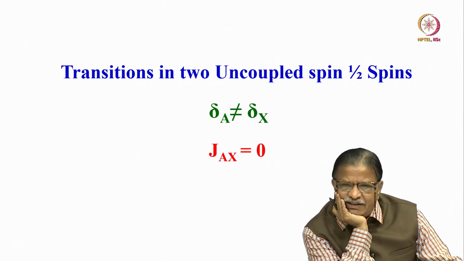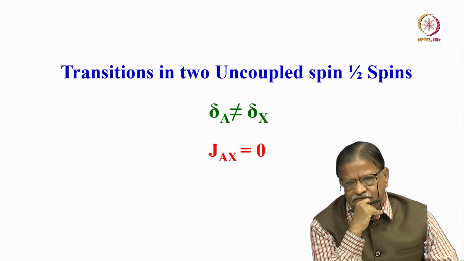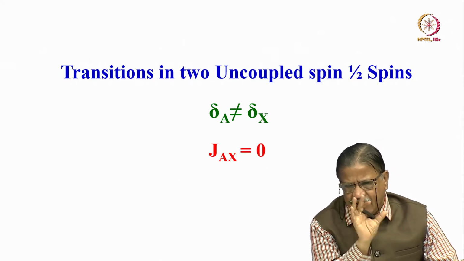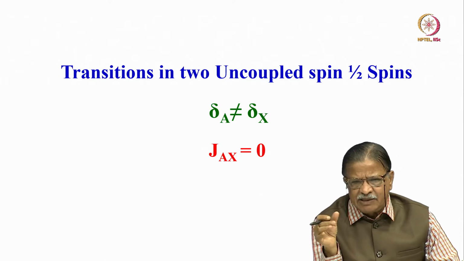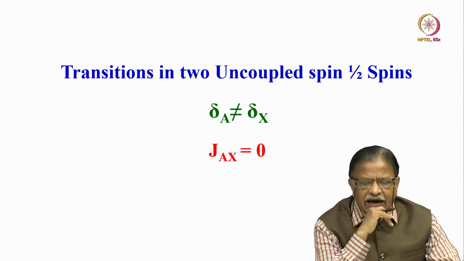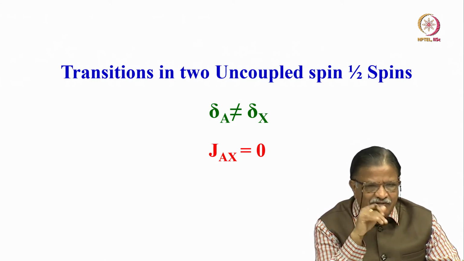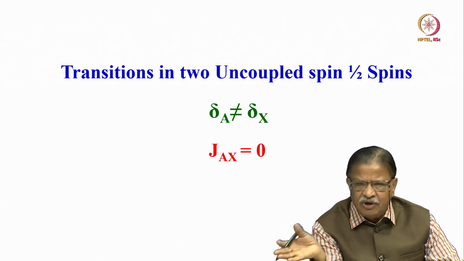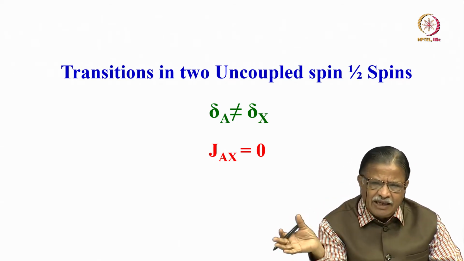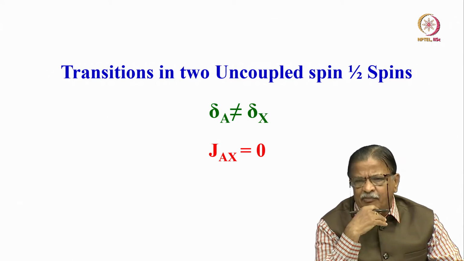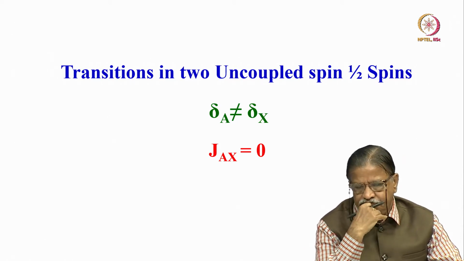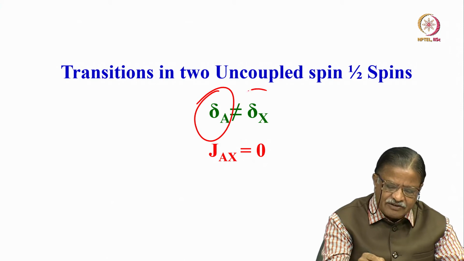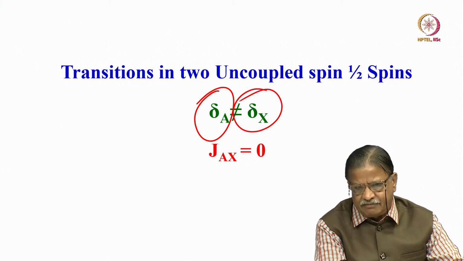Now, consider two uncoupled spins, A and X. There is no coupling at all. They are two independent nuclear spins, which means they are not equivalent. A and X means they are two different cases. There is no chemical equivalence or magnetic equivalence as per the Pople nomenclature. That means the chemical shift of A is not equal to the chemical shift of X.